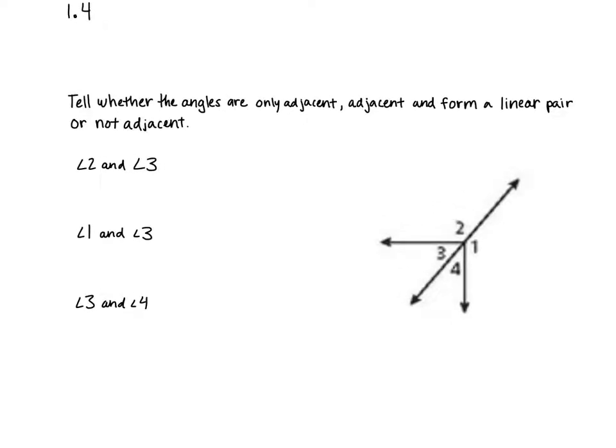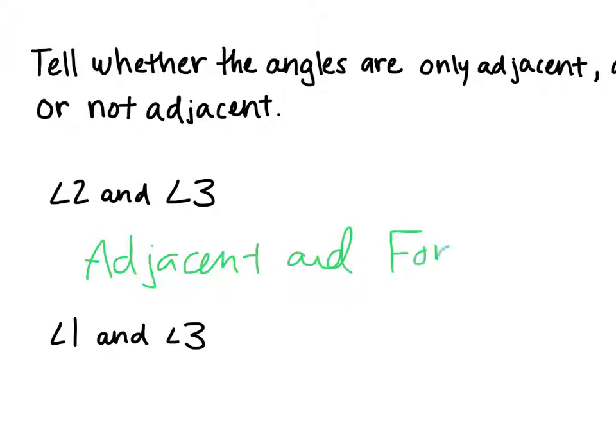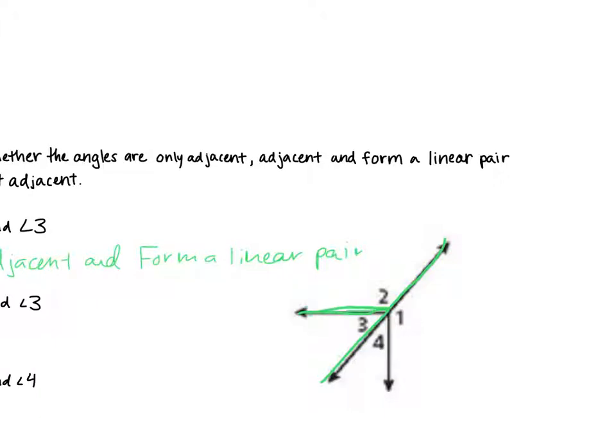Tell whether the angles are only adjacent, adjacent and form a linear pair, or not adjacent. So let's look at angle 2 and 3. What do we think they are? They would be adjacent and form a linear pair, because they're right next door, they share this line in between, and they form a straight line.